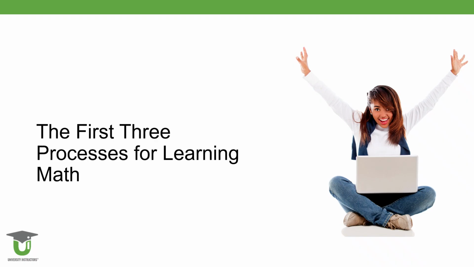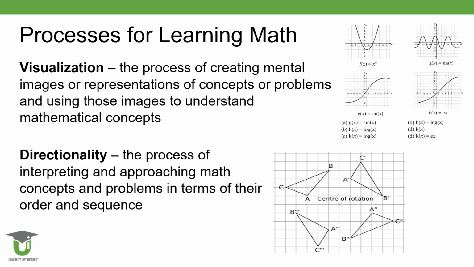You learned the first 3 processes for how students learn math in Part 1, but let's review them in more detail. Our first 2 processes were visualization and directionality. Visualization is the ability to create mental images to better understand concepts. Directionality involves using order and sequence when approaching math problems.